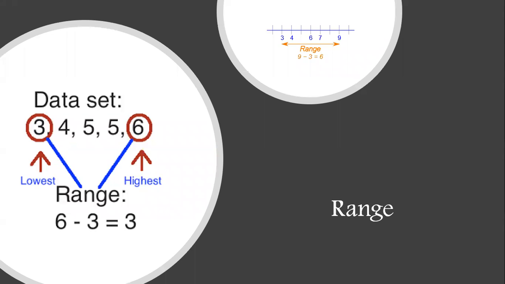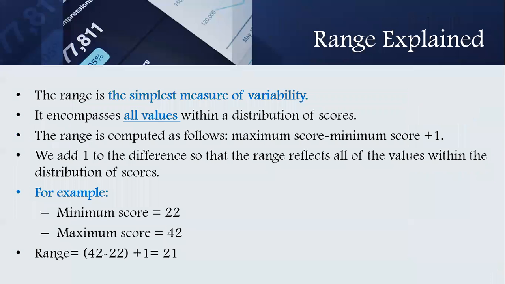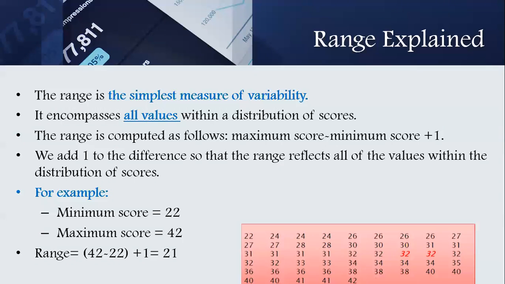Now let's discuss the concept of range in greater detail. Range is the simplest measure of variability. It encompasses all values within a distribution of scores. The range is computed as follows: the maximum score minus the minimum score plus 1. We add 1 to the difference so that the range reflects all of the values within the distribution of scores.